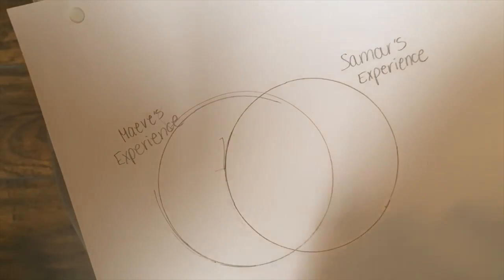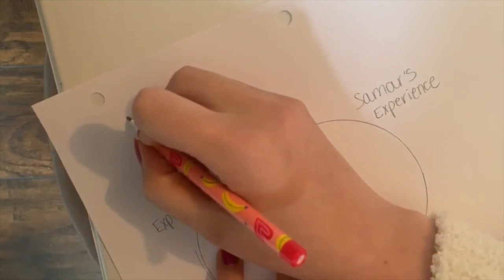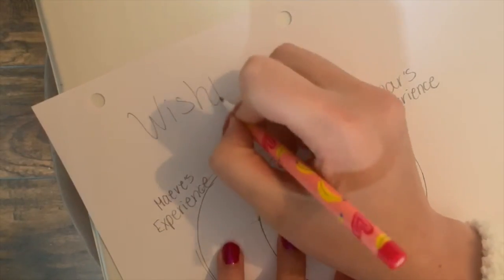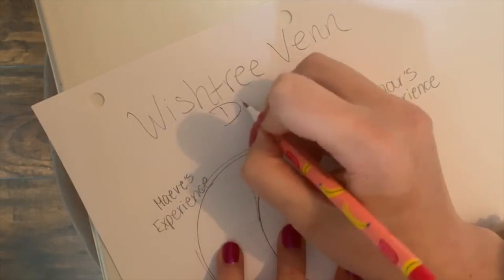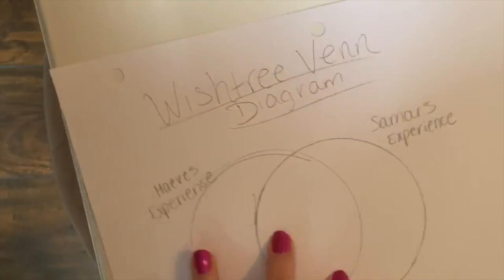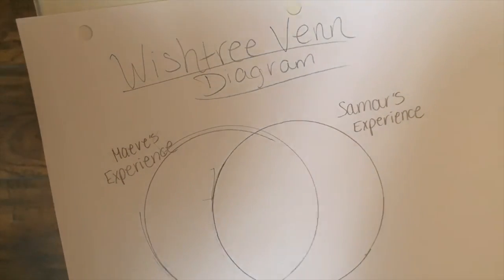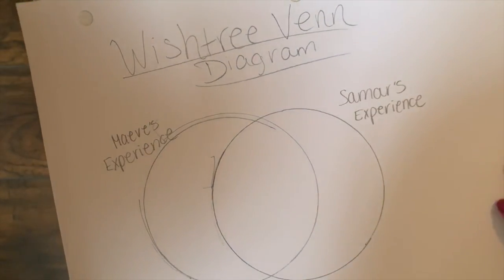Now that we have our 2 categories, if you want, you could also give it a title. I'm just going to call it Wishtree Venn Diagram. You don't have to add the title if you don't want to. I'm giving it a title just so you could see. And this is our final result. Okay, and that's how you create your own Venn diagram. Congratulations, you all. You've made it to this part of the video, so that means you all should be able to successfully make your own Venn diagram.